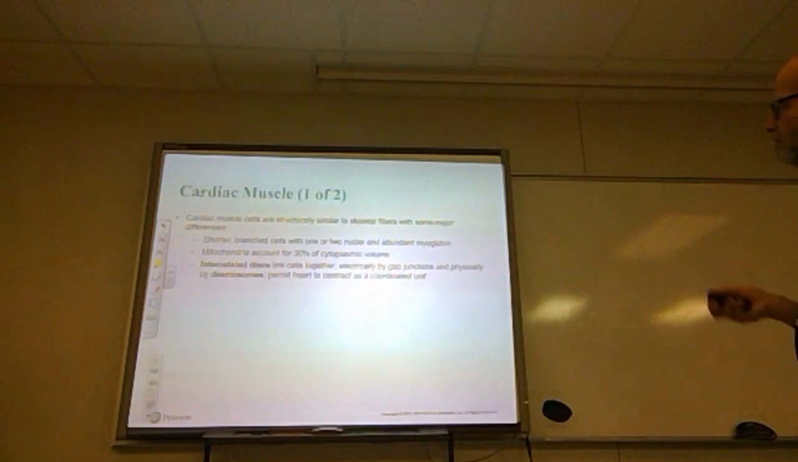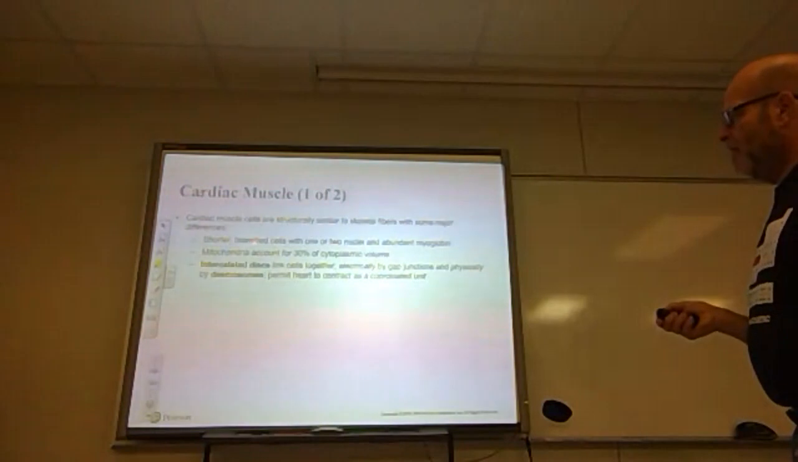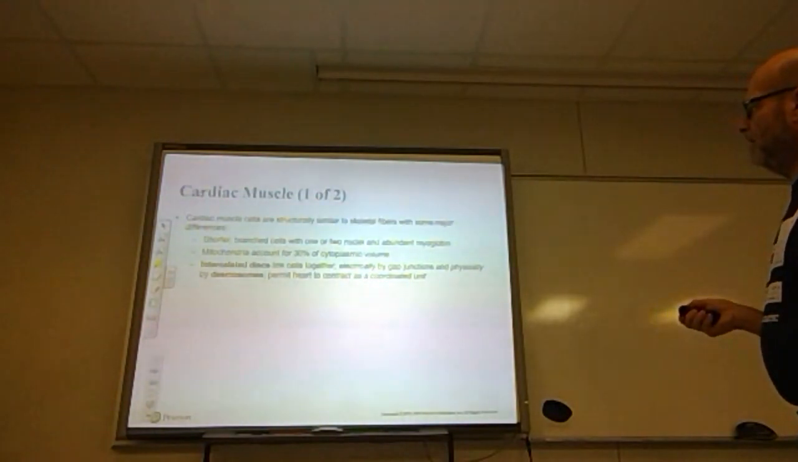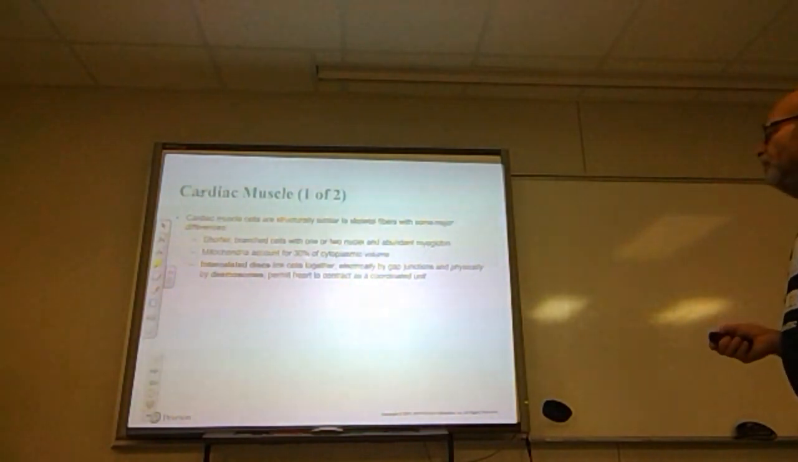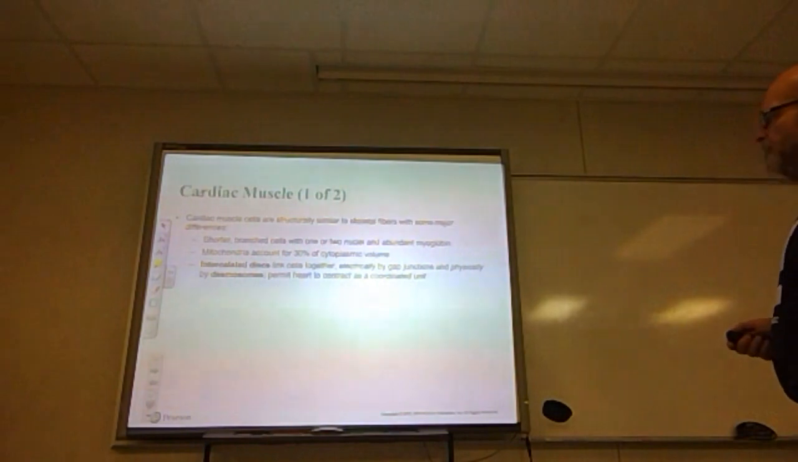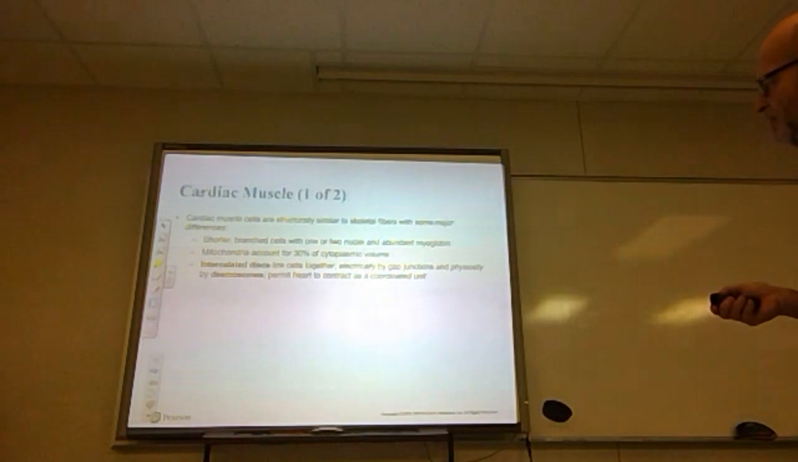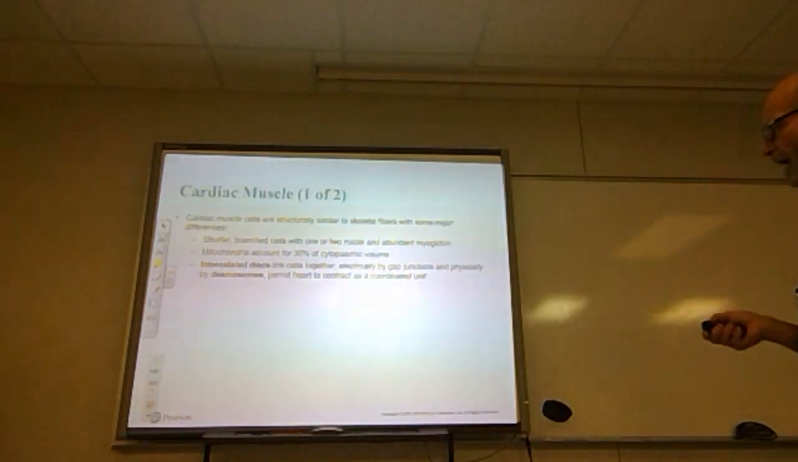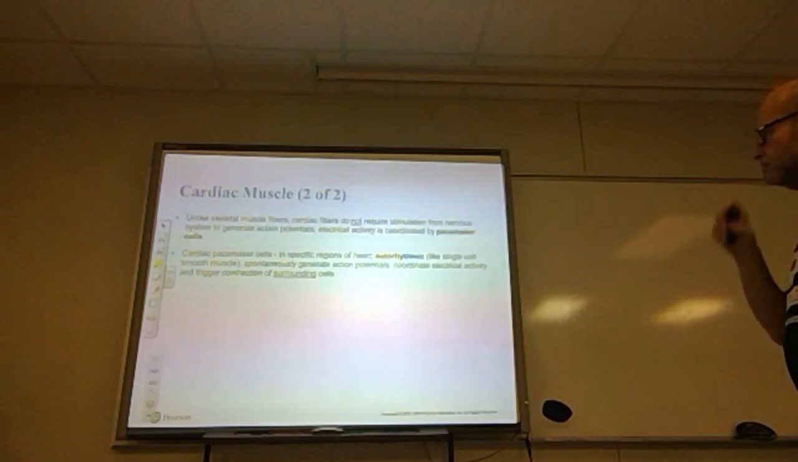Cardiac muscle is structurally similar to skeletal muscle fibers with some major differences. They are shorter, they have branches, and there are one or two nuclei and a very abundant amount of myoglobin. The mitochondria account for about 30% of the cytoplasmic volume. The areas where the cells are linked together are structures called intercalated discs. They are connected electrically by gap junctions and physically by desmosomes. And all of this construction allows the heart to contract as a coordinated unit.